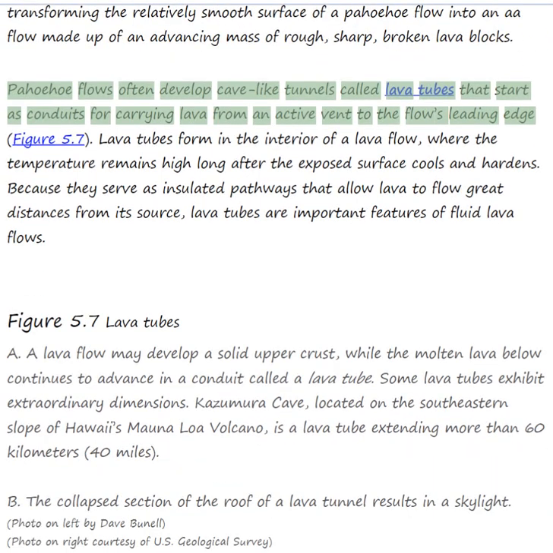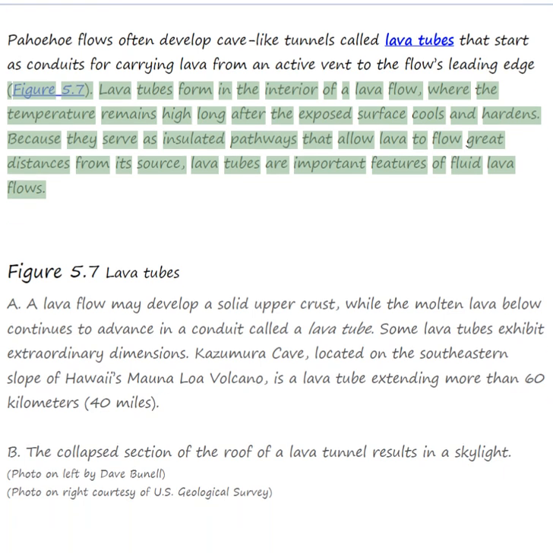Pahoehoe flows often develop cave-like tunnels called lava tubes that start as conduits for carrying lava from an active vent to the flow's leading edge. Lava tubes form in the interior of a lava flow, where the temperature remains high long after the exposed surface cools and hardens. Because they serve as insulated pathways that allow lava to flow great distances from its source, lava tubes are important features of fluid lava flows.